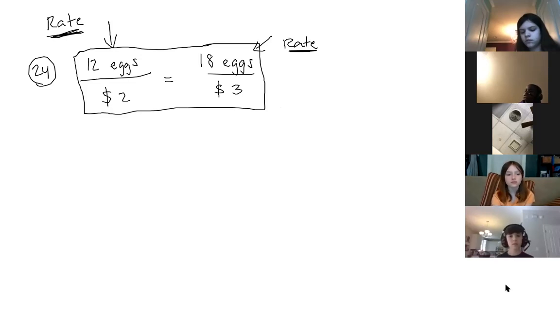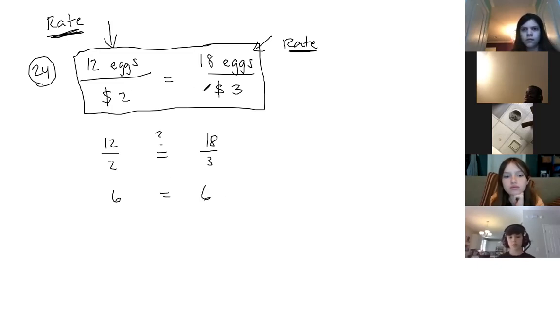What method did you use? Division. You divide. Okay, what is 12 over 2? So you're reducing. What's 12 over 2? That would be 6. And what's 18 over 3? That would be 6 as well. So are these two equivalent proportions? Are they equivalent ratios? Yes, they are.